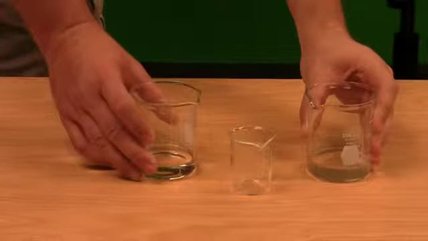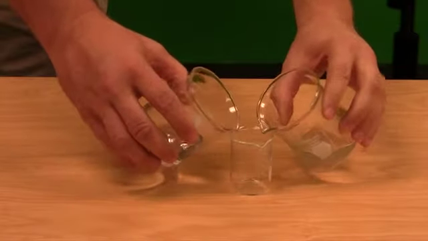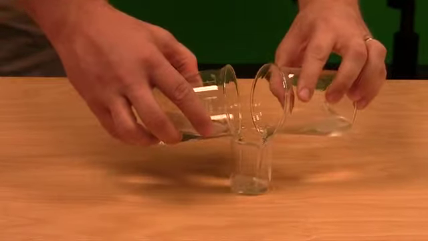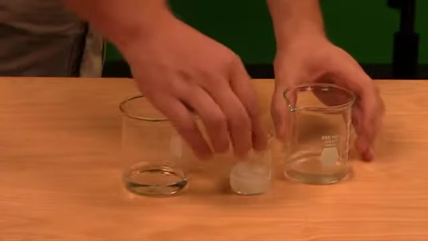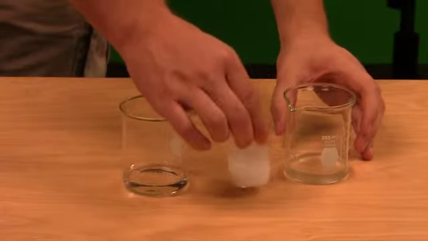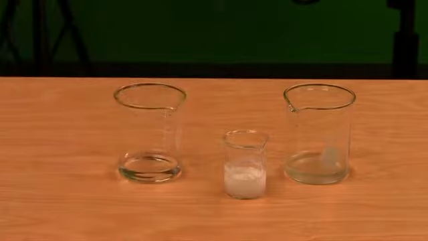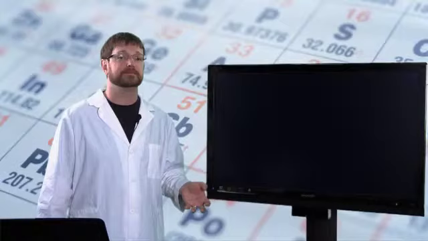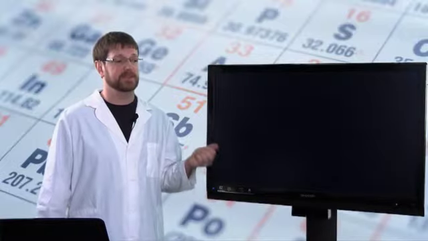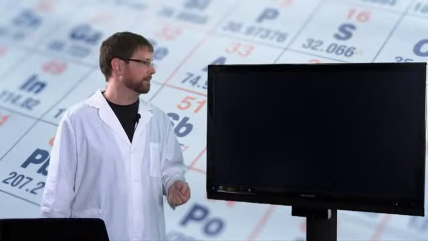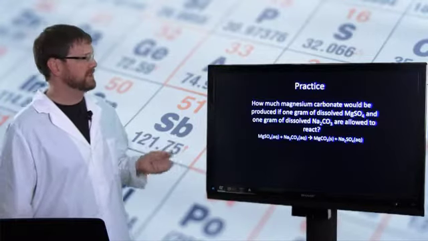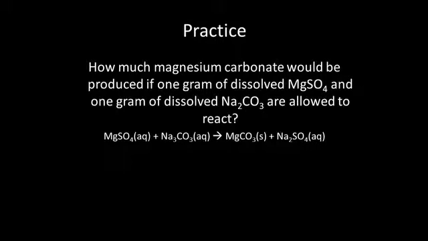If you take 1 gram of magnesium sulfate, Epsom salt, and combine that with a solution of 1 gram of sodium carbonate, or baking soda, they react to form a white solid that's insoluble in water. This white solid is magnesium carbonate. Now, how much magnesium carbonate did I just produce? Here's the chemical equation. Try to do this on your own, and when we come back, we'll walk through this problem together.